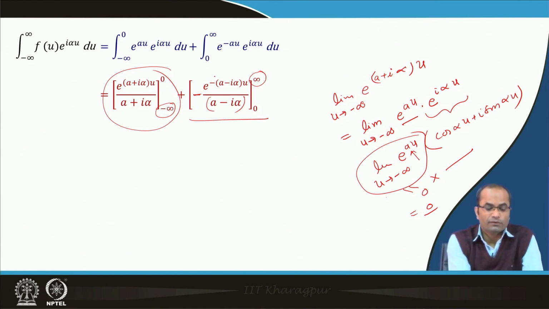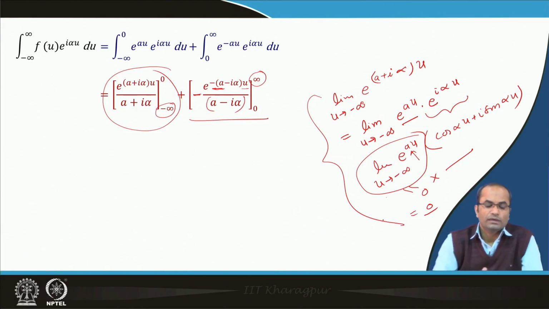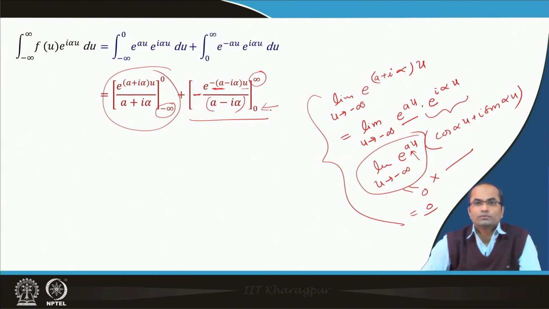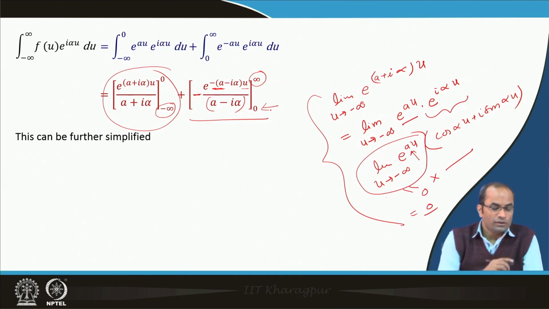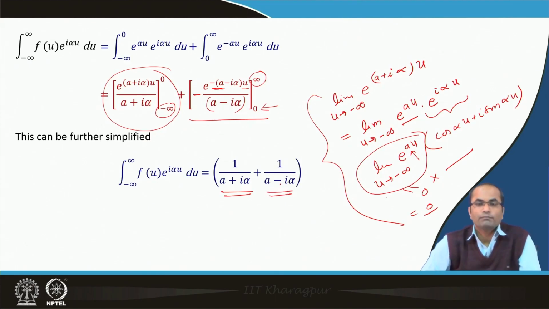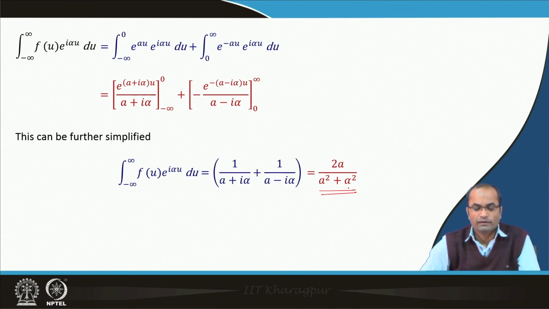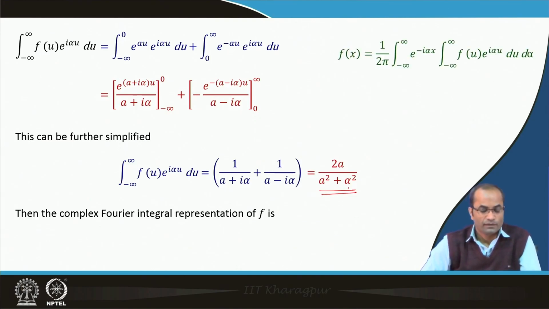In that case, we already have a minus sign there. So we have again e power minus a u, and u is now going to infinity. The same situation will happen there. When u goes to infinity, this will be 0, and only when u goes to 0 it will survive. So this can be simplified. From the first we have 1 over a plus i alpha, from the second we get 1 over a minus i alpha, which can be simplified to give 2a over a square plus alpha square.